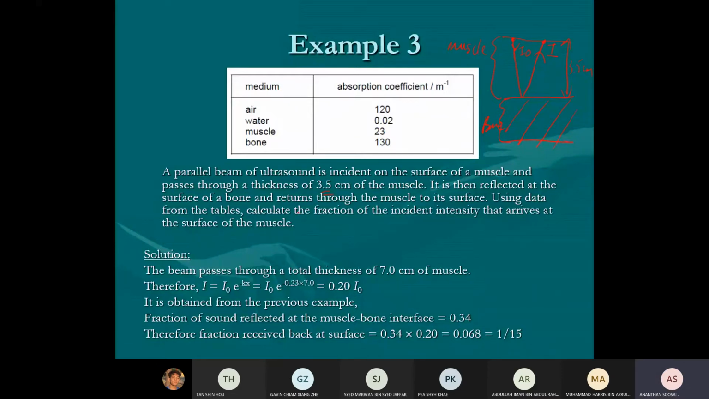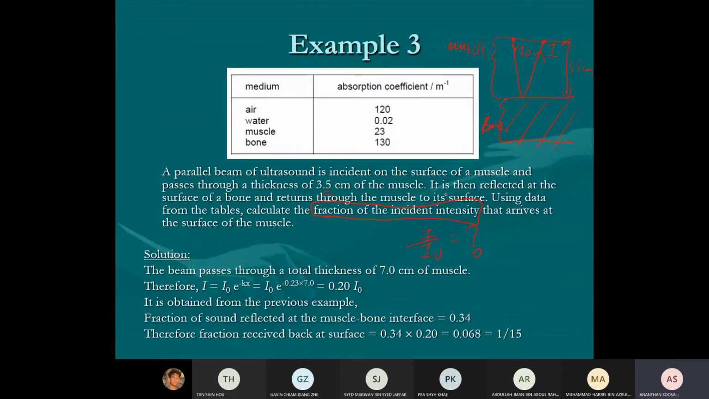So using data from the table, calculate the fraction of incident intensity that arrives at the surface of the muscle. What do you want? From the table, calculate the fraction of the incident intensity. Fraction means what? I over I naught. How much are they asking? What is the receiving intensity over the original intensity? How much fraction?